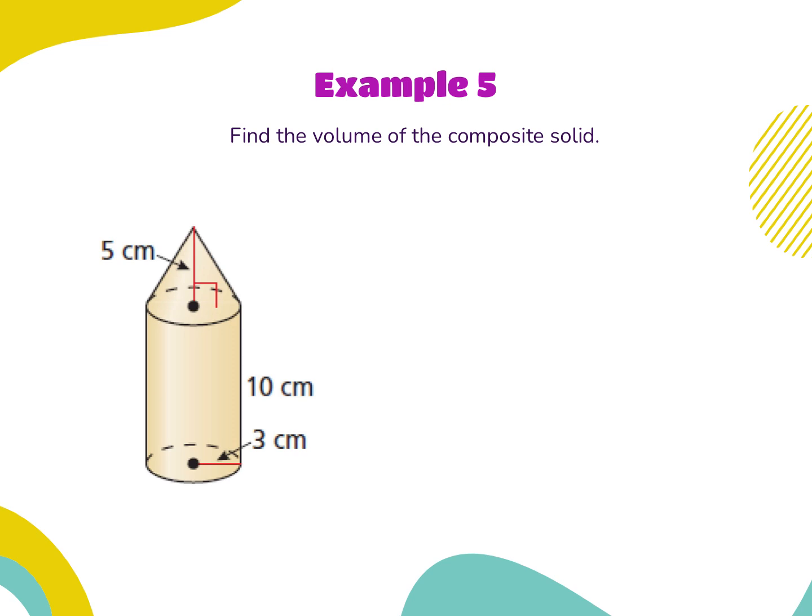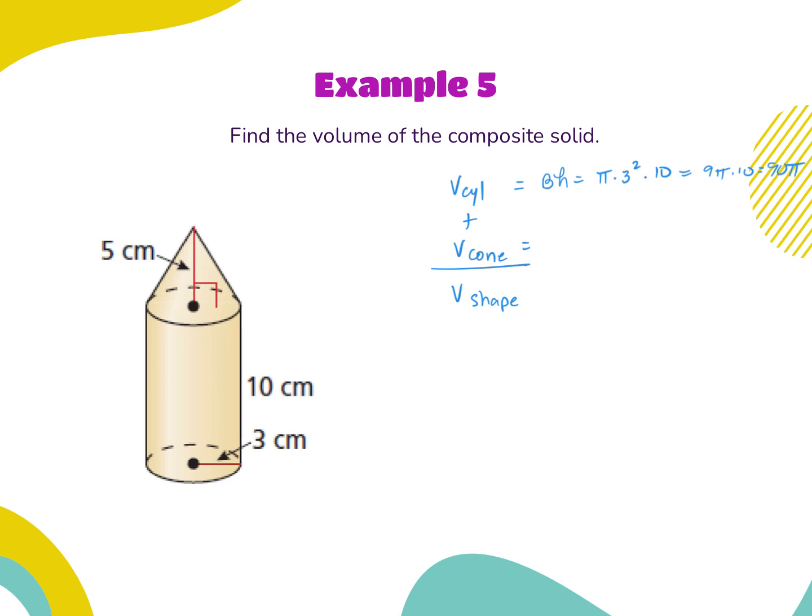Now again, we have a composite shape. Again, notice you have a volume of a cylinder plus the volume of the cone is going to equal the volume of the shape. So the volume of the cylinder is going to be the area of the base times the height, which is going to be pi times r squared times the height of 10. So it's going to be 9 pi times 10, or 90 pi.